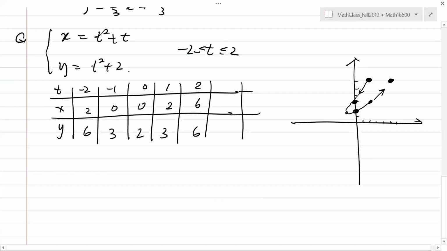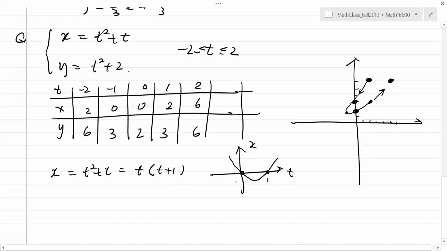I think we have to figure out the smallest value of x, right? So x equals t squared plus t. Just look at this: it's a quadratic function in t, right? So if you just want to draw the graph of x against t, okay? It's a parabola that opens upward. So clearly, when t is at the half point, x gives a minimum value.